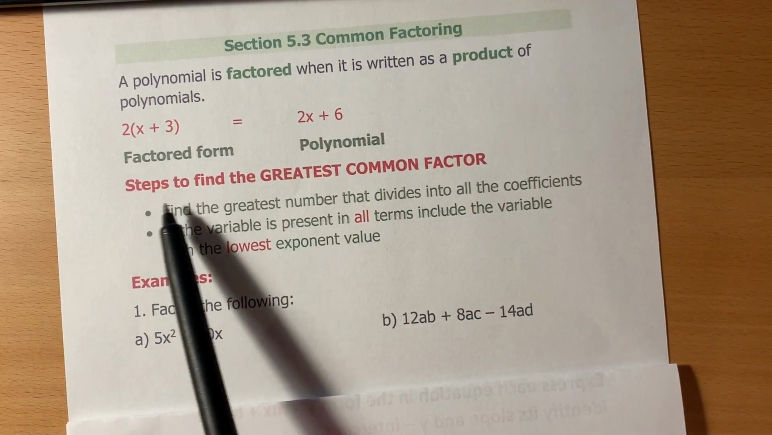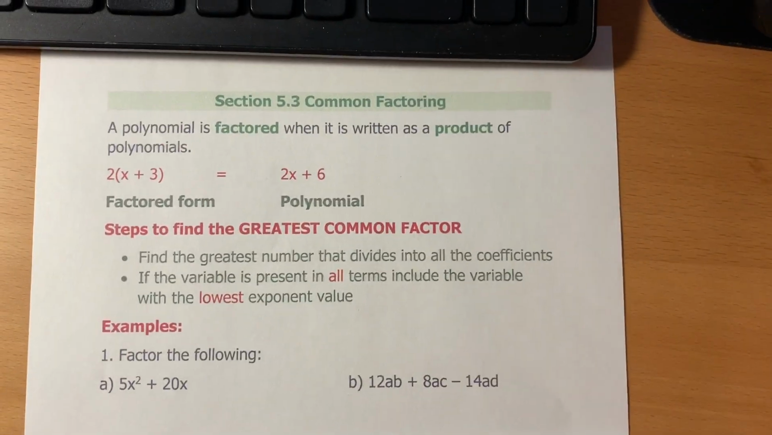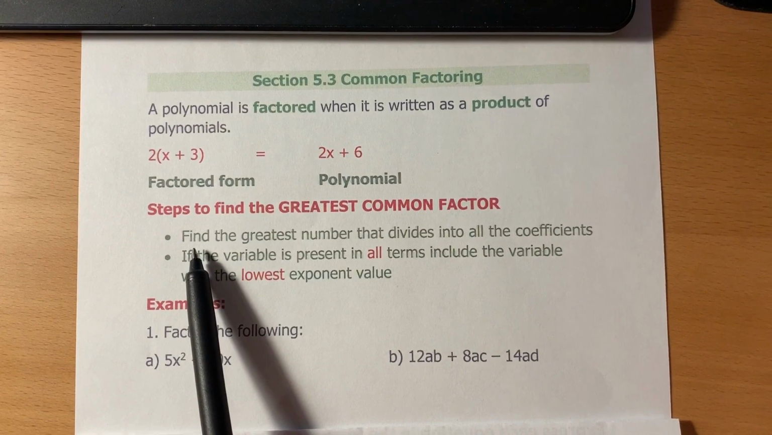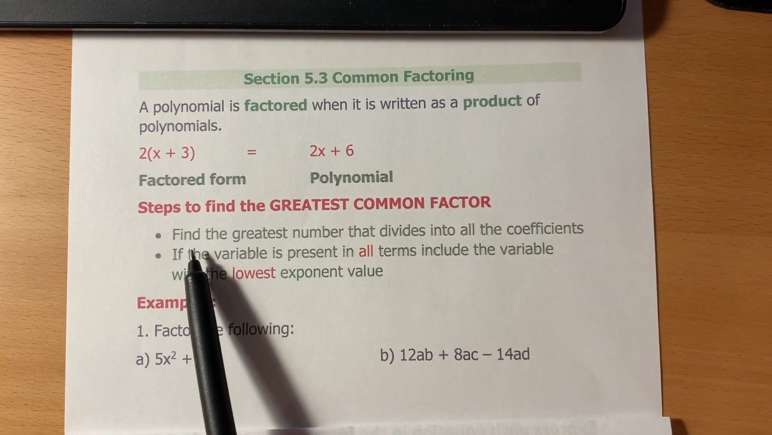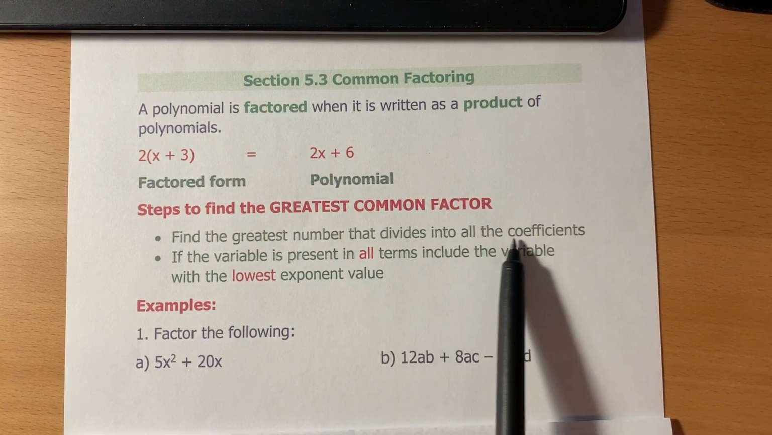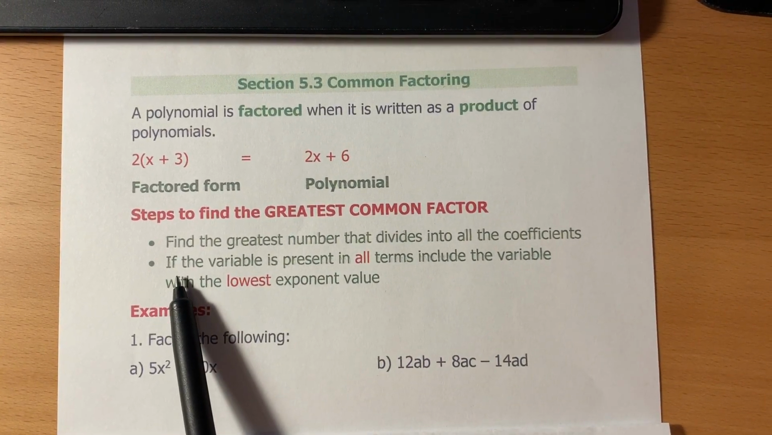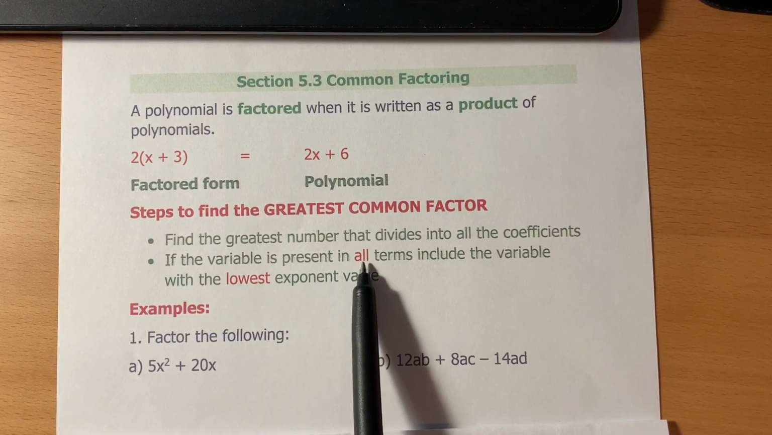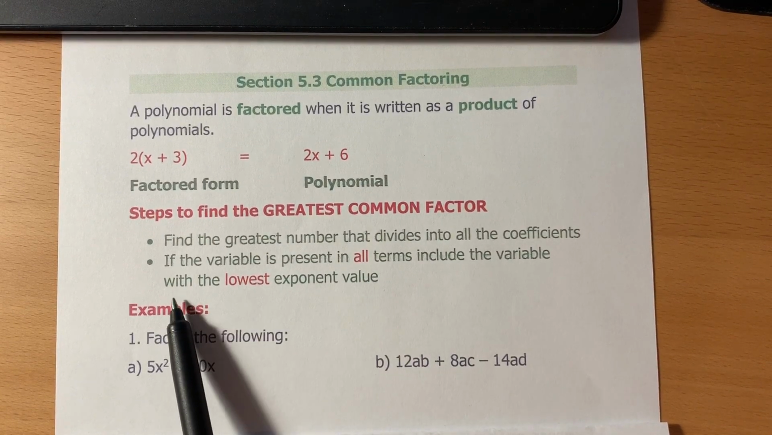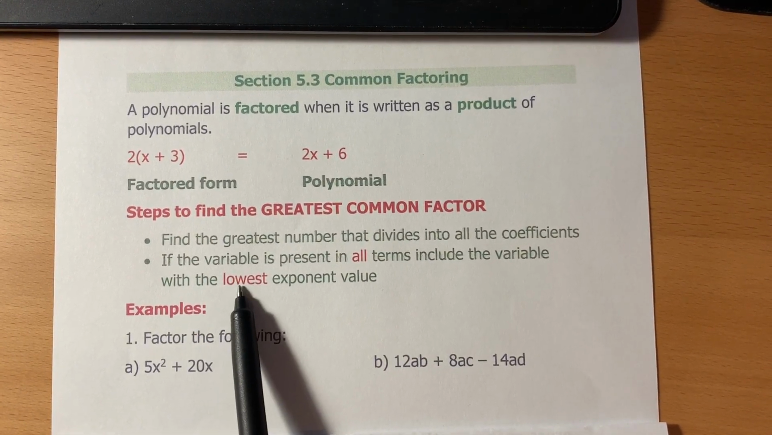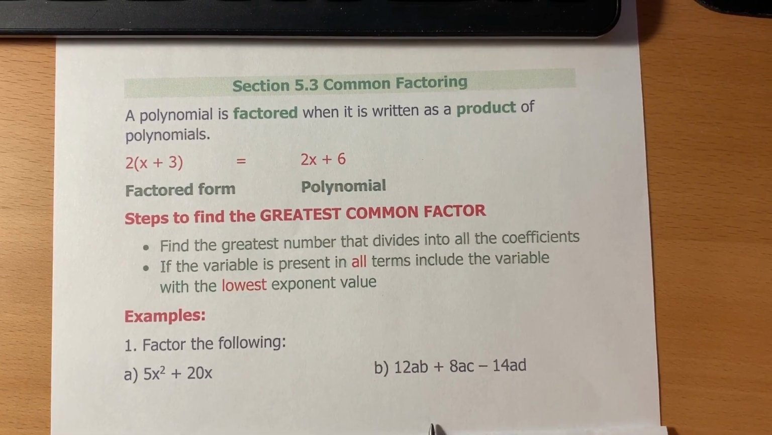Now, there are some steps that you can follow to help you find the greatest common factor. What you need to do is look at the coefficients and look for the largest number that divides evenly into the coefficients. Then you look to see if the variable is present, and it must be present in all the terms. Then you include the one with the lowest exponent. These steps will make more sense when we do some examples.